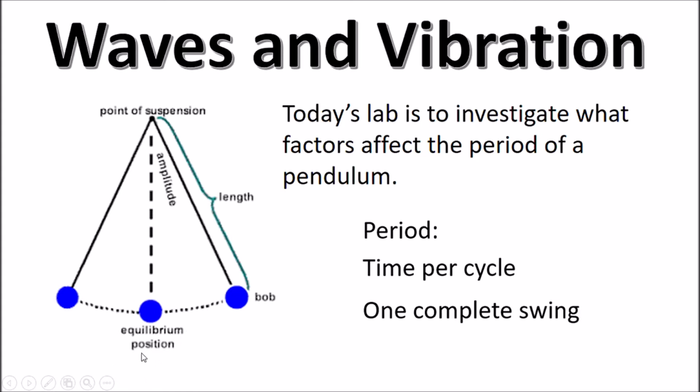We used equilibrium back in first semester when we looked at something that was either at rest or at a constant velocity. We said it was in equilibrium because there were no net forces acting on it. Well, if we look at this pendulum, when it's sitting at rest right there, it's in equilibrium because the force of gravity pulling down on the bob is exactly the same as the force pulling up by the string.